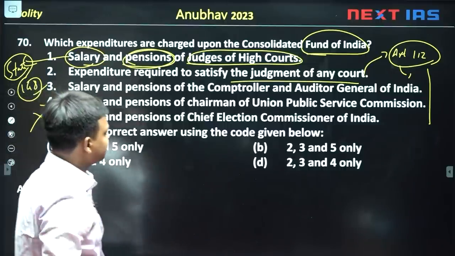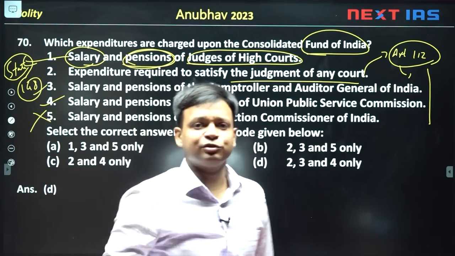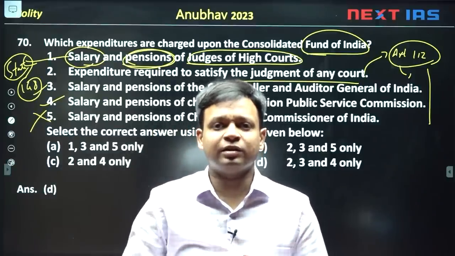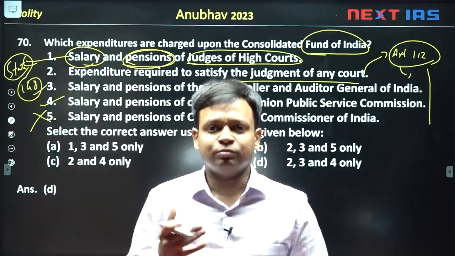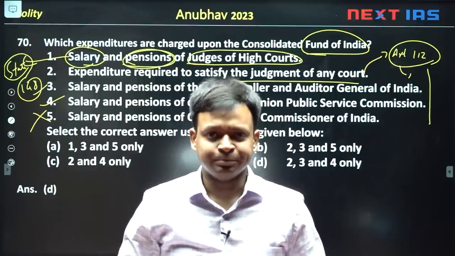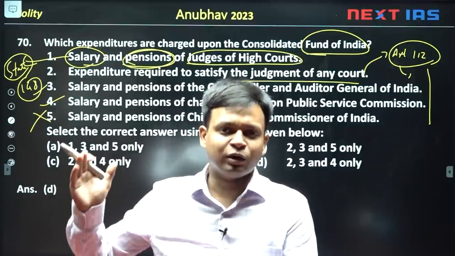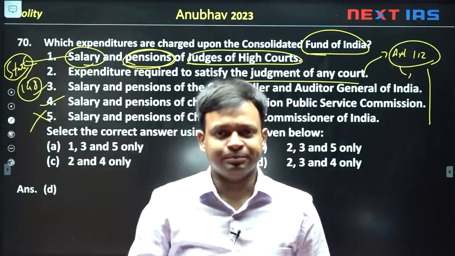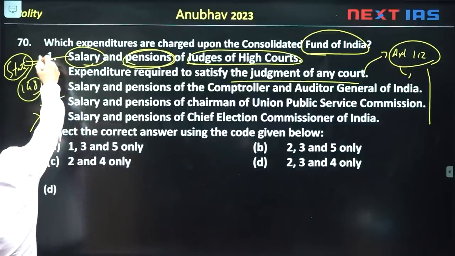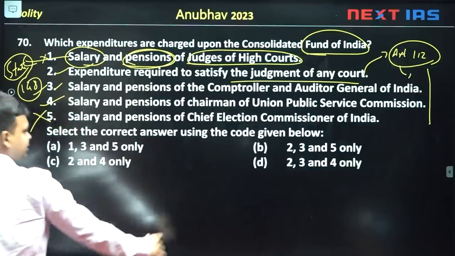Salary and pensions of the Chief Election Commissioner of India. Remember this also we have mentioned in the class, we have discussed that as an issue, कि charged expenditure नहीं है. अभी recently in the Anubhav case, the Supreme Court has said that the government should try to bring the expenses of the Election Commission under the charged expenditure category. Okay, and I hope all of you remember what a charged expenditure is. It does not require formal voting in the parliament before the expenses are made, right? So this is incorrect and this is incorrect. 2, 3, and 4 are correct. So the answer is D.